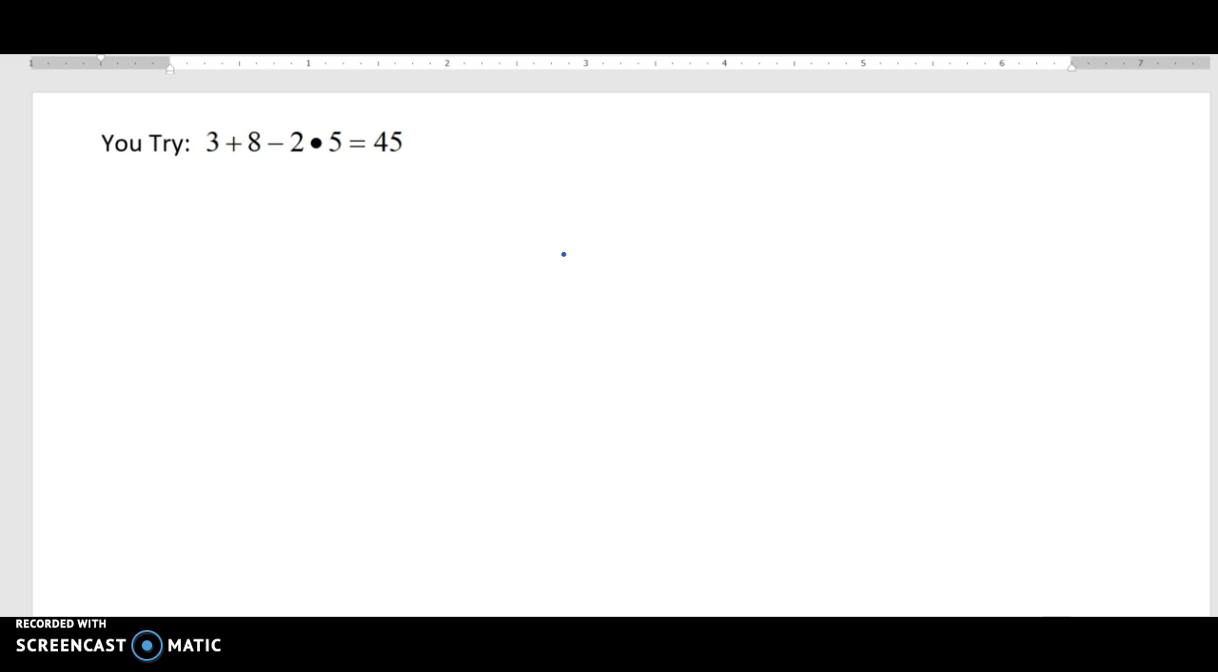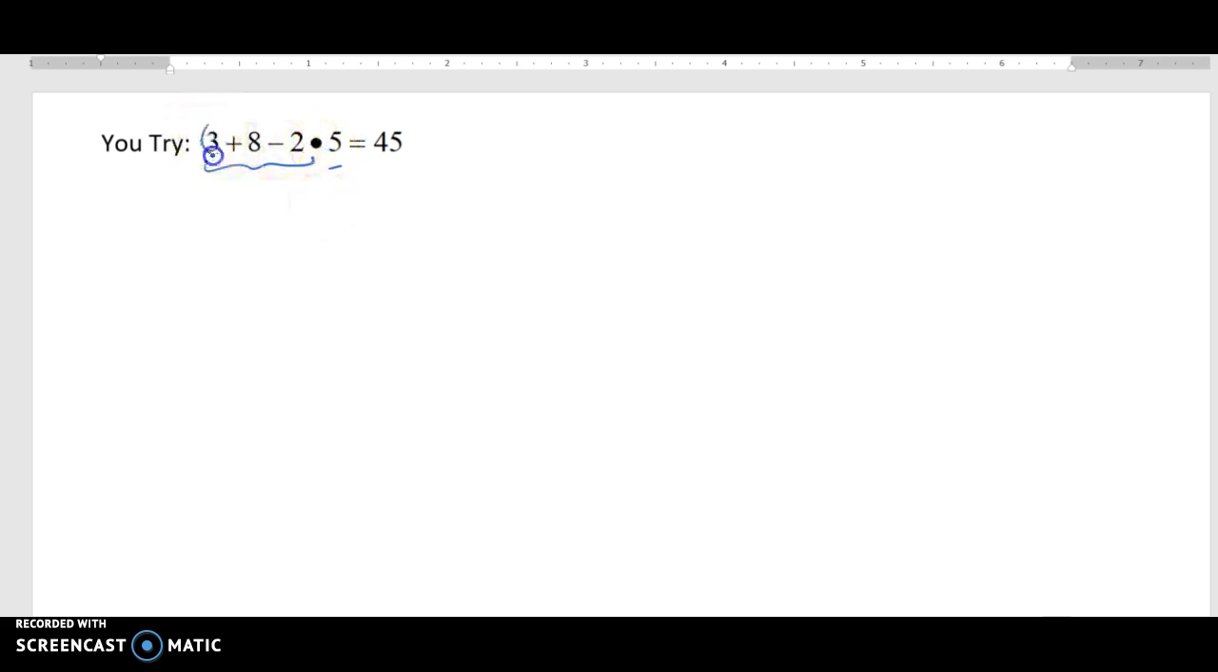To get 45, what would we do? Right? If I look, I know 9 times 5, right, would give me 45. So is there any way I can make this part equal 9? Well, 3 plus 8 is 11. 11 minus 2, remember, I have to make sure I put correct order of operations would do negative 2 times 5 first.